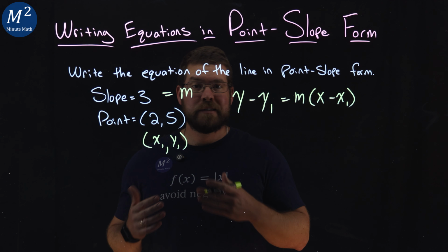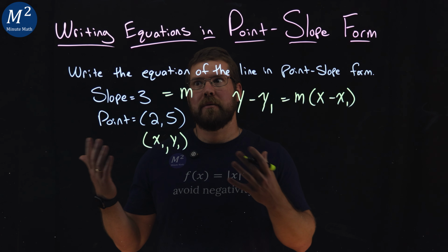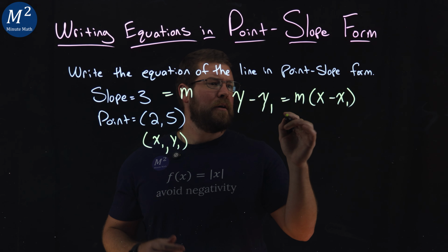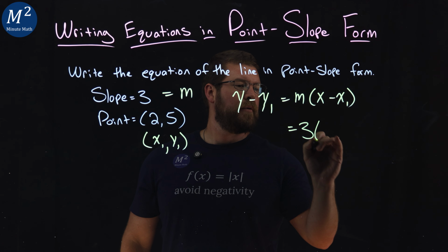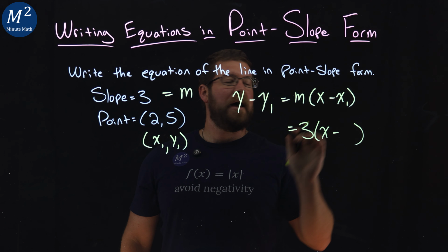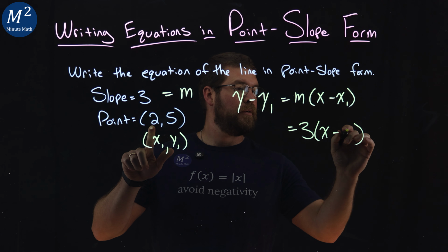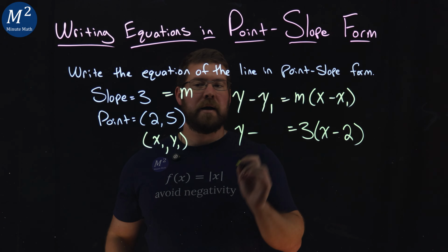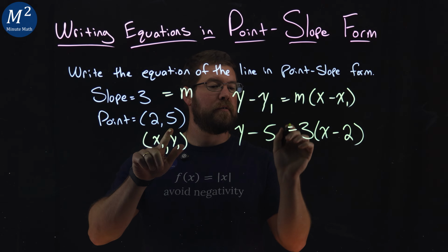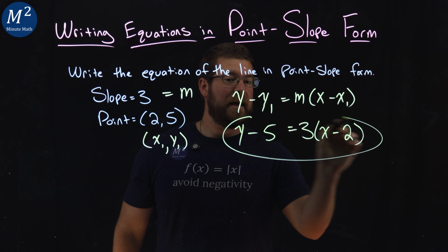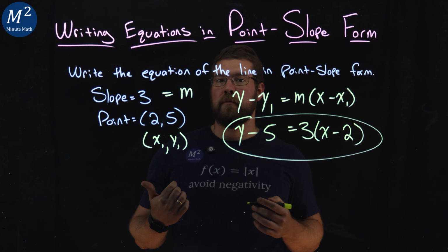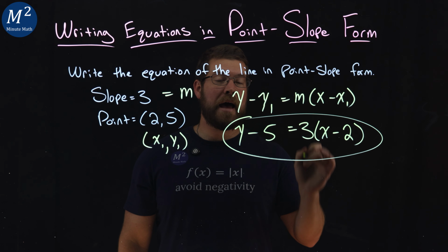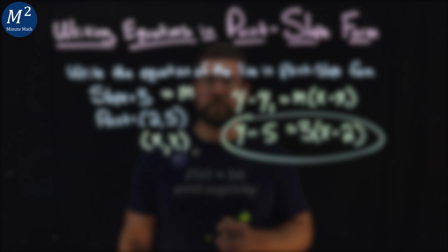So now all it is is plug and play, and that's probably why people like the point-slope form. It's pretty easy here. We have 3 goes in for m. We have x minus x1 lines up as 2, from a point, any point that's on the line. And then we have y minus y1, 5. And there we have it. We got an equation of the line in point-slope form given a slope and a point. We have y minus 5 equals 3 times x minus 2.